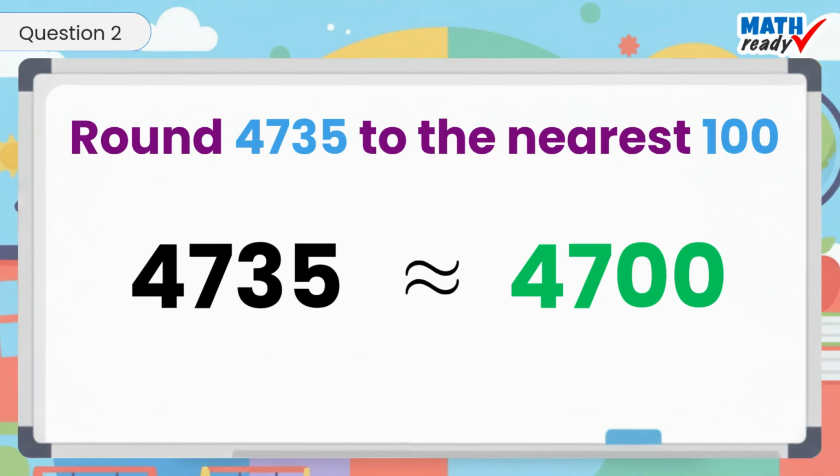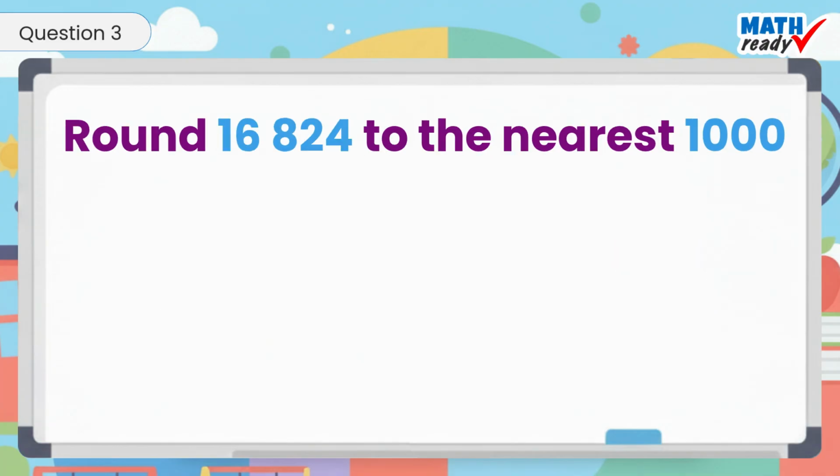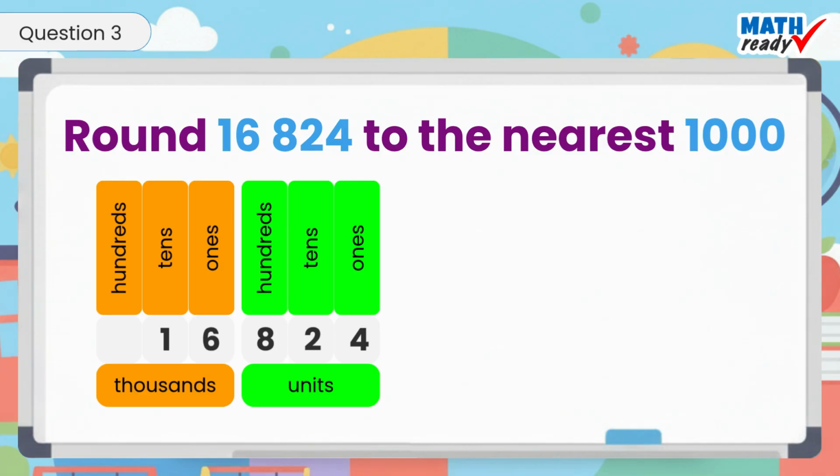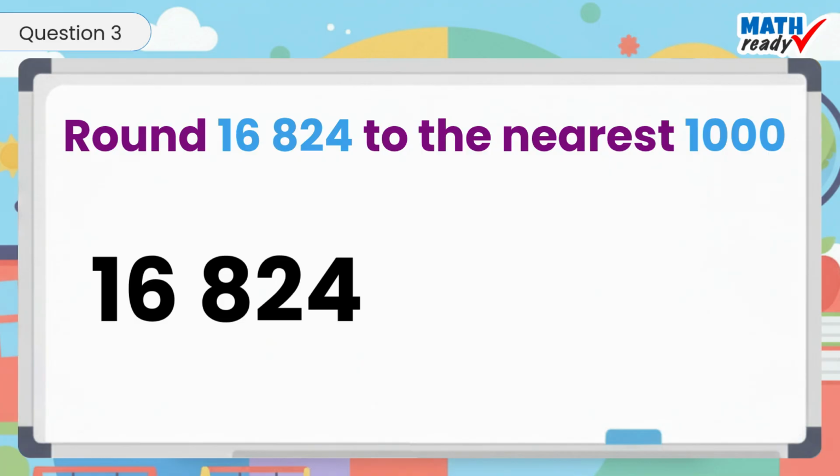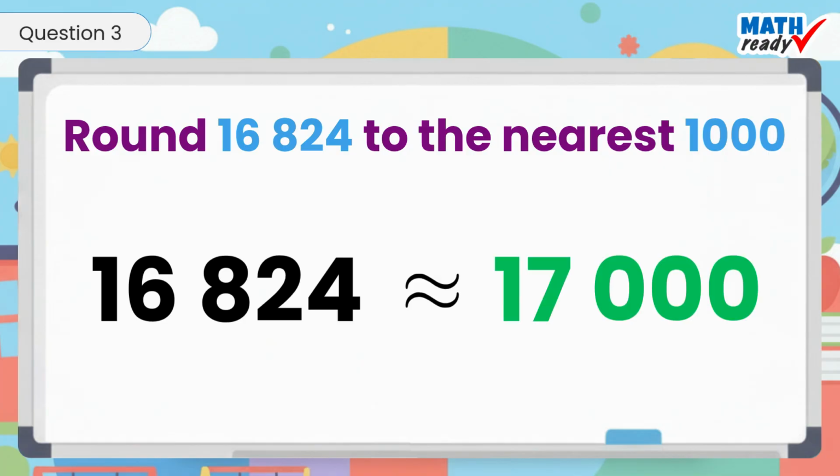Let's have a look at the third example. Round 16,824 to the nearest 1000. Since we are rounding to the nearest 1000, we look at the hundreds place digit. We can see that it is 8, which is 5 or more. This means we round up, so our thousands place digit will increase by 1, going from 6 to 7. The digits in the place values below it are replaced with zeros. So 16,824 rounded to the nearest 1000 is 17,000.